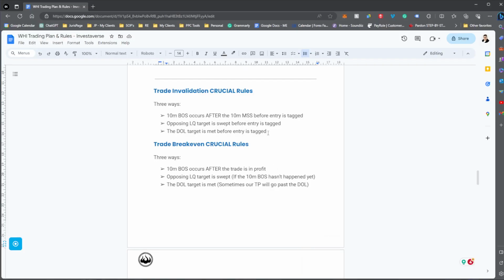And then the more obvious one: if the original drawn liquidity target is met before entry, I'm no longer looking for a trade, right? Because the drawn liquidity has been met. There's nothing for me to target. Now, in terms of break-even rules, pretty much the same thing, except we're already in the entry.